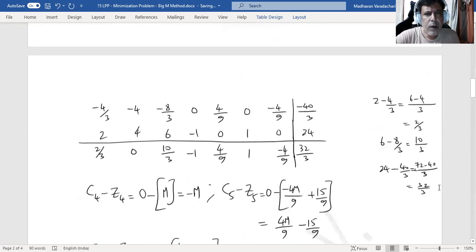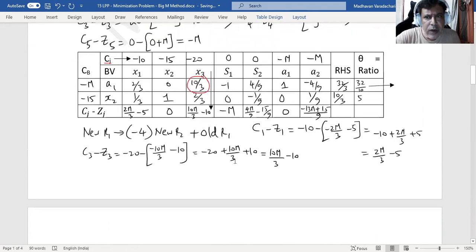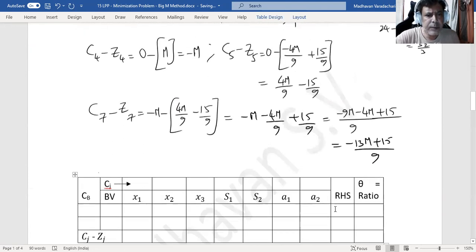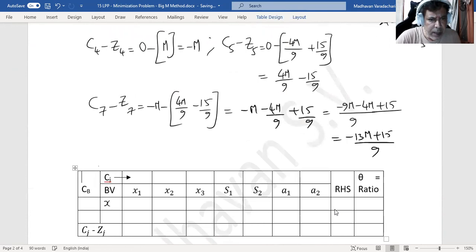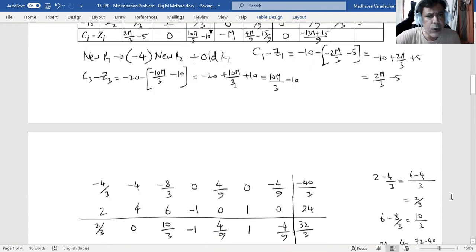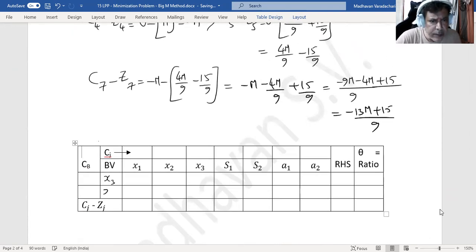Okay. Now, what happens is this A1 will go, X3 will come in. Second variable remains as it is. What is that? X2. X2 will be X2 only. And what are these? X1 is negative 10. This is negative 15. This is negative 20. This is 0, 0. This is negative M, negative M. And coefficients, this is negative 20. This is negative 15.